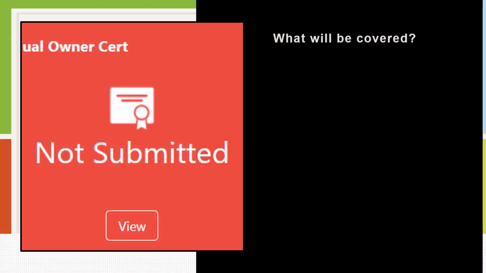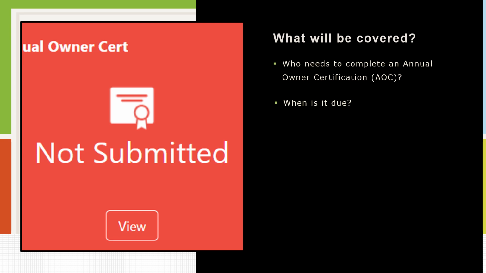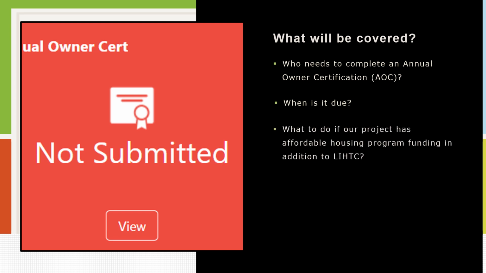The topics to be covered in this training include who needs to complete an annual owner certification, or AOC, when is the 2023 AOC due, what do you do if your project has affordable housing program funding in addition to LIHTC, how do you submit the AOC, and some common errors and how to avoid them.